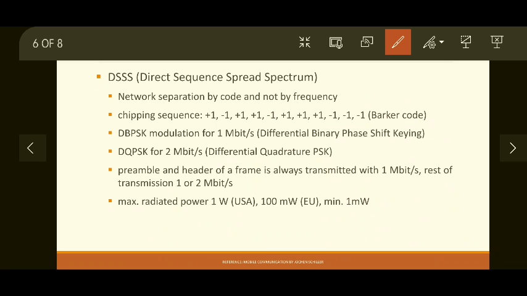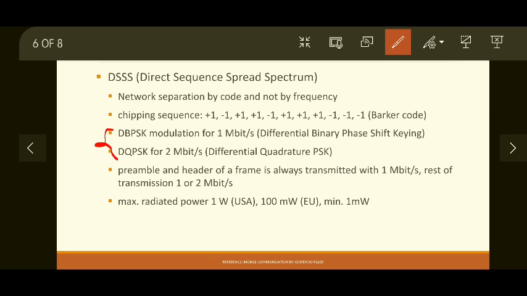DSSS requires a chipping sequence that is XORed with user data. User data is XORed with the chipping sequence to obtain a DSSS signal. The chipping sequence used is a Barker code, which we have seen in the first chapter itself. In FHSS there was a hopping sequence; in DSSS there is a chipping sequence.